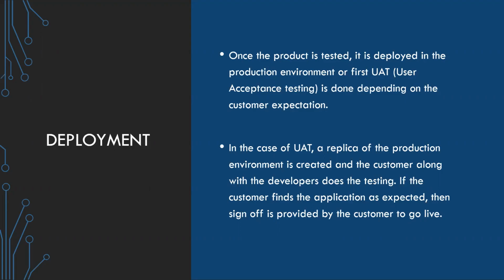In case of UAT, a replica of the production environment is created and the customer, along with the developers, does the testing. If the customer finds the application as expected, then sign-off is provided by the customer to go live. After the deployment is done, they would say everything is working. Real-time data is given here. They are going to inject real-time data, use the application, and see if it is working as expected.